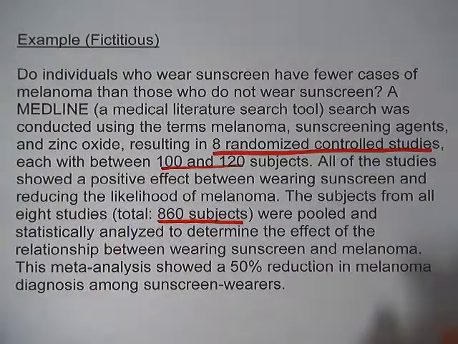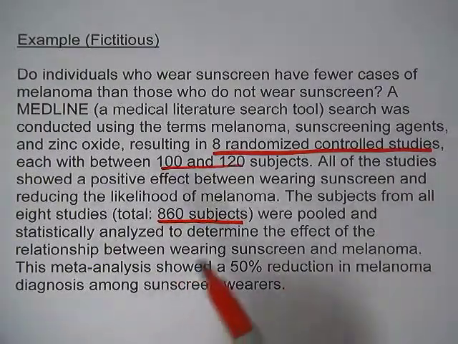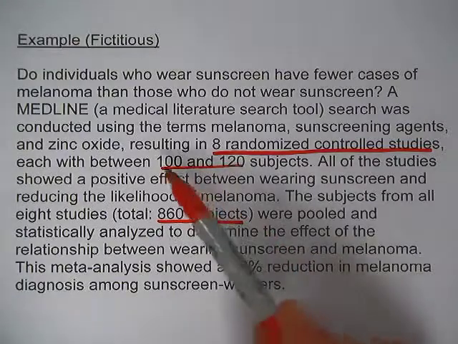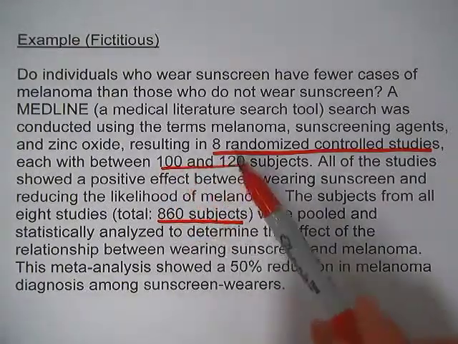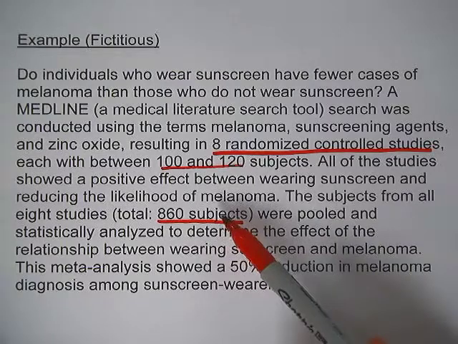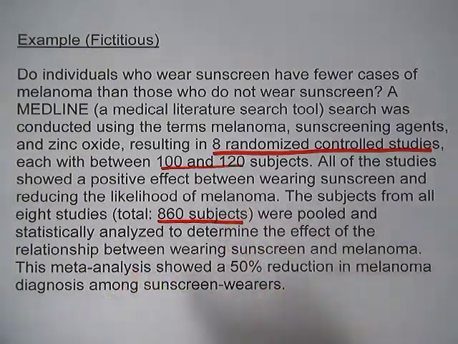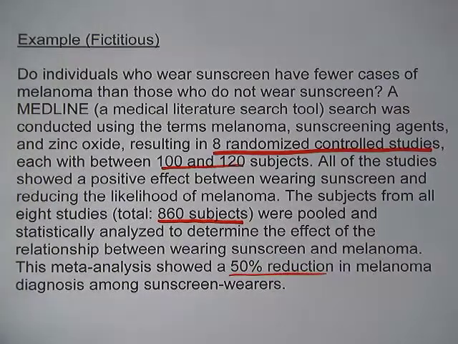So meta-analysis really makes all of these individual studies into one big study, and they were able to get some pretty definitive results here, so that they were able to show a 50% reduction in melanoma among sunscreen wearers. So again, meta-analysis is combining multiple experiments, utilizing that power of replication to try to get definitive statistical results.